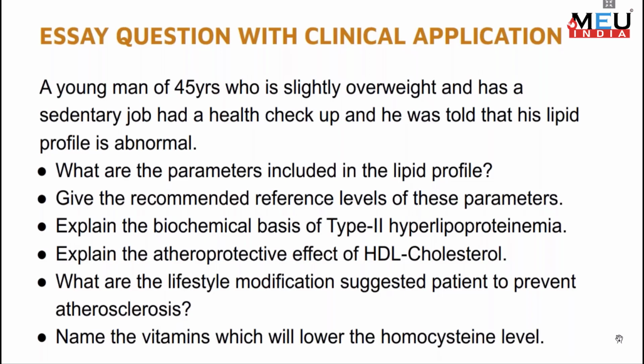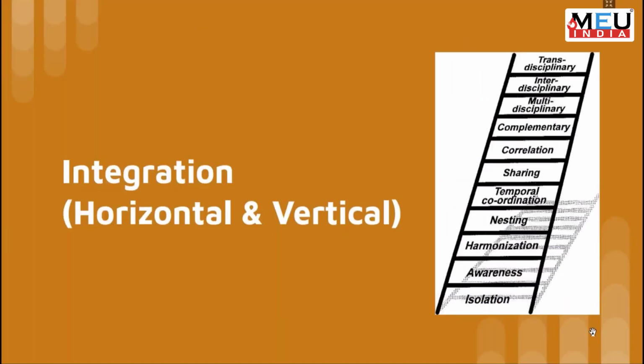What are the parameters that are included in the lipid profile? What are the recommended reference levels of these parameters? Explain the biochemical basis of type 2 hyperlipoproteinemia. Explain the atheroprotective effect of HDL cholesterol. What are the lifestyle modifications suggested to the patient to prevent atherosclerosis? Name the vitamins which will lower the homocysteine level. Thank you. Over to Dr. Indira.